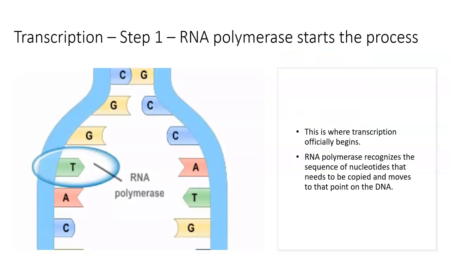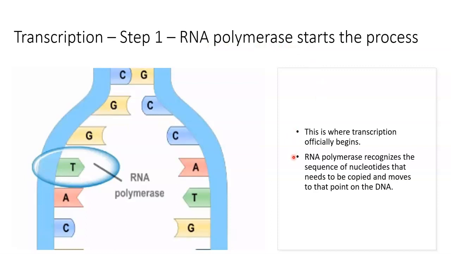So after the DNA unzips, this is kind of the official first step of the process of transcription. Something called RNA polymerase begins the process of transcription, and this something called RNA polymerase is an enzyme. So this is where transcription officially begins.